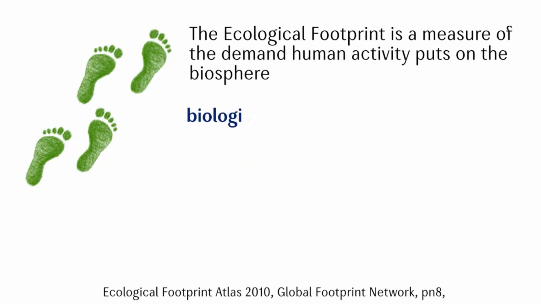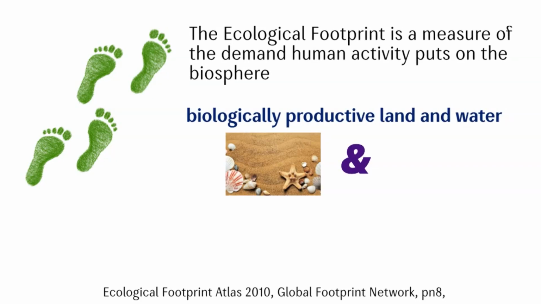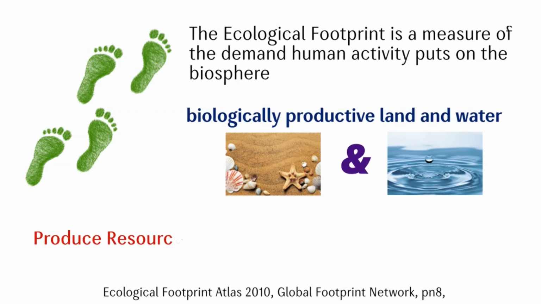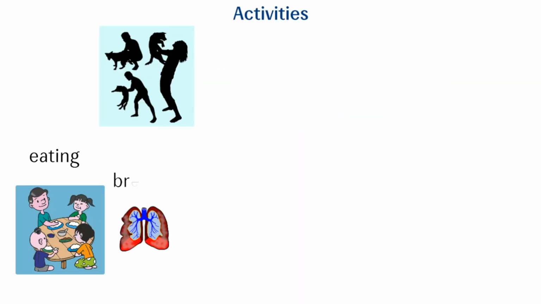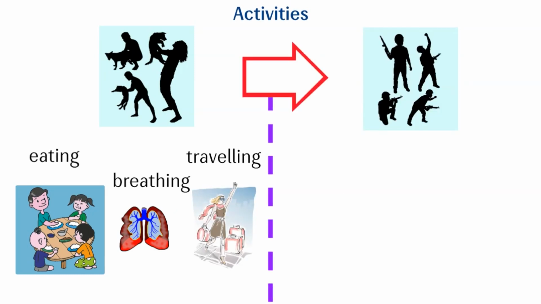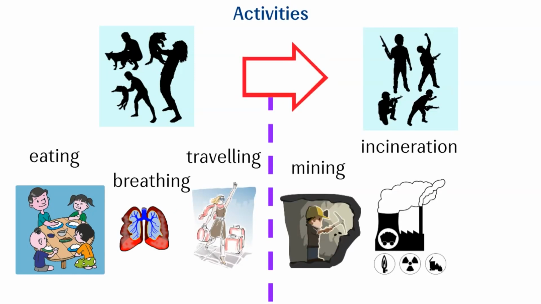More precisely, it measures the amount of biologically productive land and water area required to produce all the resources an individual, population or activity consumes, and to absorb the waste that they generate, given existing technology and resource management practices. Activities can be as simple as eating, breathing, traveling, to as complex as mining, incineration, and toxic chemicals usage.